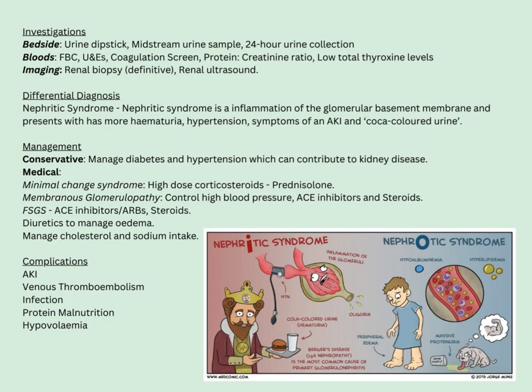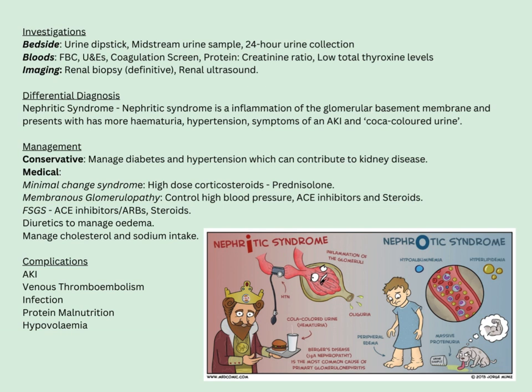So to investigate nephrotic syndrome, we can do a series of bedside tests, bloods and imaging. Bedside tests include urine dipstick, a midstream urine sample, and 24-hour urine collection to look for proteins in the urine.